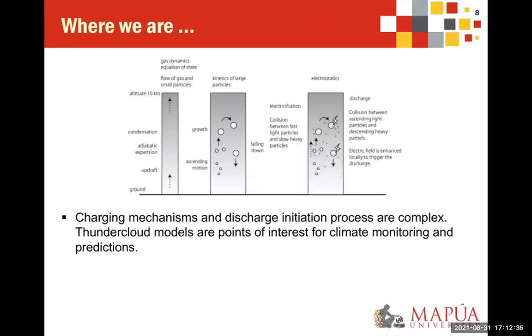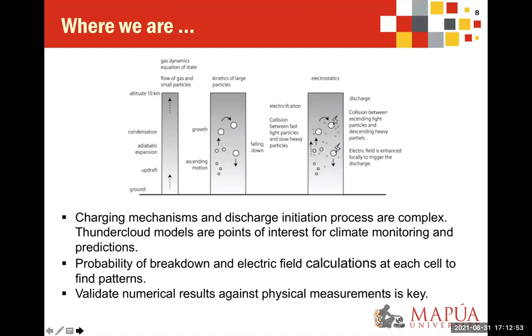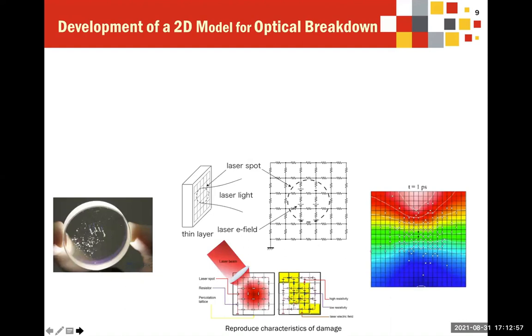However, thundercloud models are points of interest, especially for climate monitoring and predictions. The probability of breakdown and electric field calculations at each cell is very necessary to find patterns in the process of the discharge. Currently, we are validating our numerical results against physical measurements.